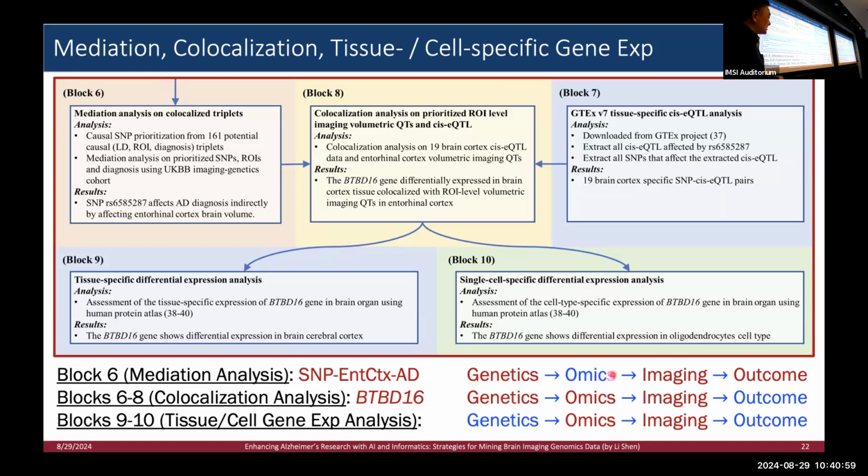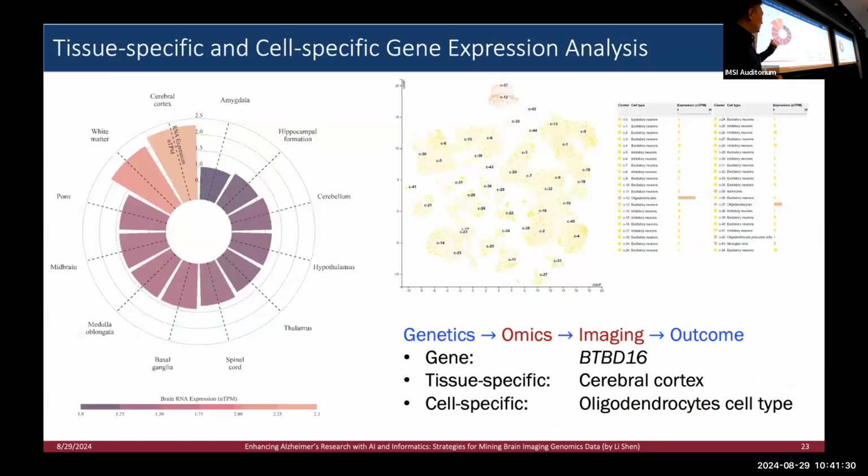And then the thing here is that we still have this omics modality missing. So what we can do here is we have a lot of valuable summary data, say from GTEx, the eQTL. Then we can do some co-localization analysis, or link the genetics with omics and the imaging. And we identify a very interesting gene, BTBD16.